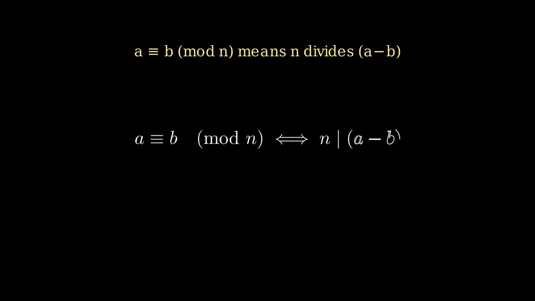Number theory is the study of integers and their relationships, divisibility, remainders, and the hidden structure underneath ordinary arithmetic. For integers a, b, and n, where n is positive, we say a is congruent to b modulo n when n divides evenly into the difference a minus b. In plain terms, a and b leave exactly the same remainder when divided by n.